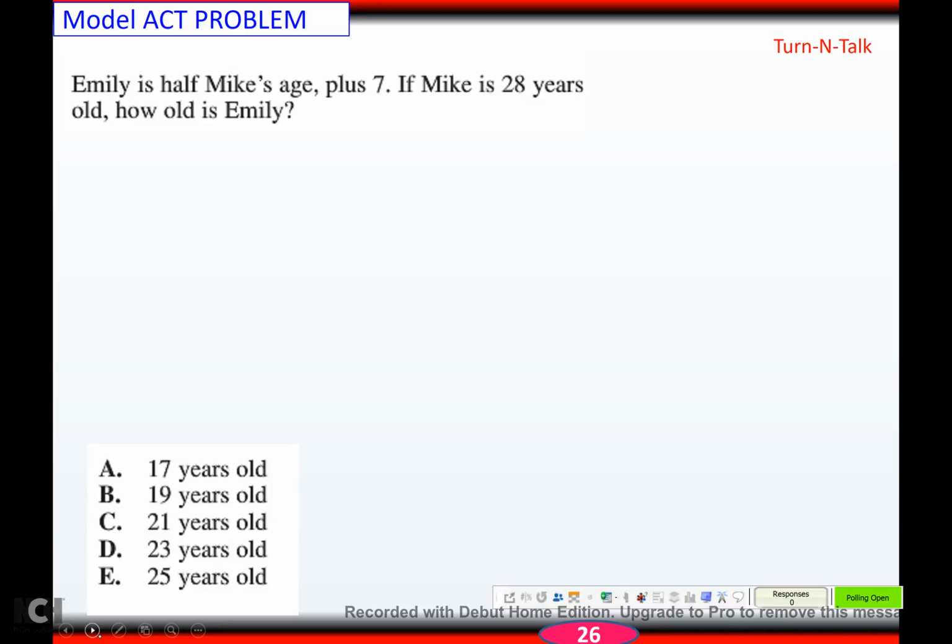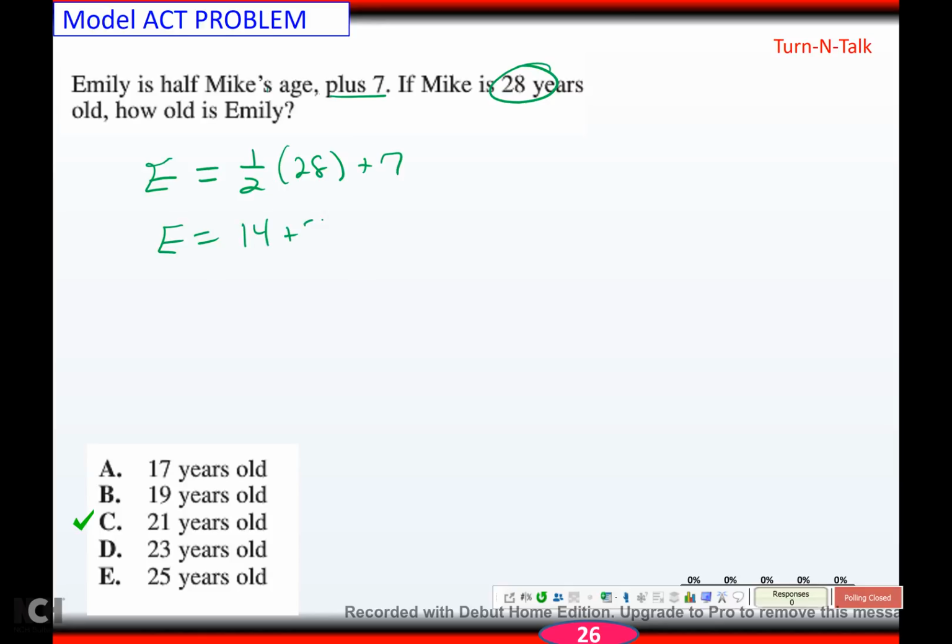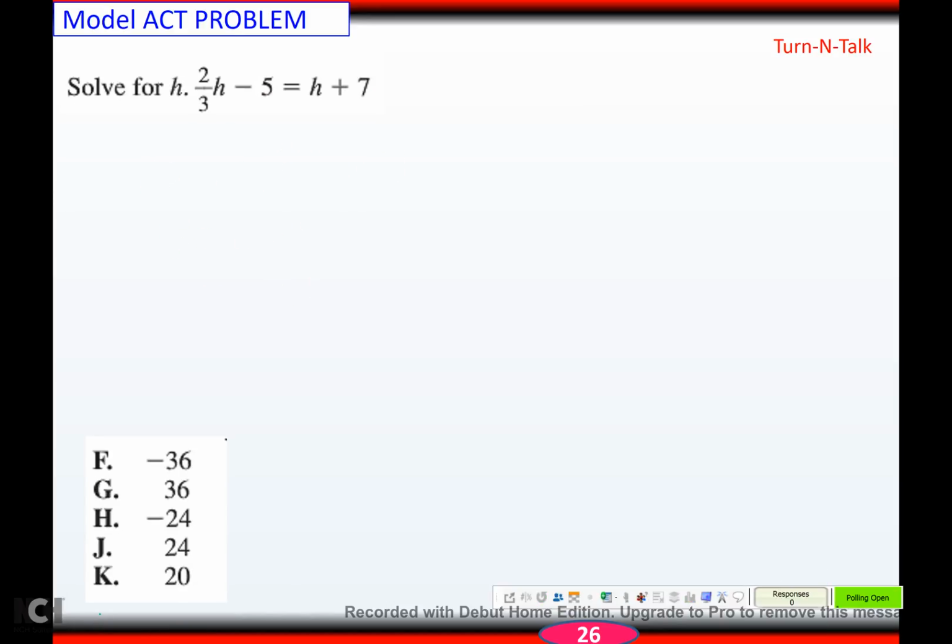Alright, try this one, hit pause, come back when you're ready. And hopefully you got 21. It says Emily is half Mike's age plus 7. Emily is half of Mike's age plus 7. So to solve this, you just do the math. What's half of 28? Well, that's 14 plus 7 is 21 years old. Okay, try this one. Hit pause. Come back when you're ready.